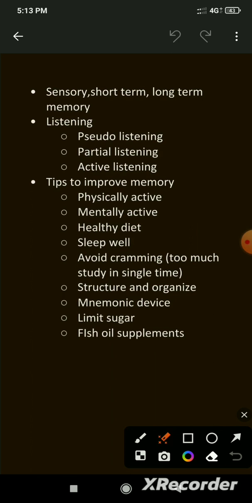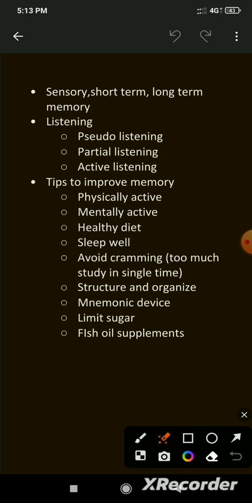And a healthy diet, like we need to follow a balanced diet, including fruits, vegetables, protein, and grains that support brain health. And sleep well, that is the fourth point. Sleep well means adequate sleep is really good for memory consolidation. That is an important point. I think around 8 or 7.5 hours of sleep is required for a human.